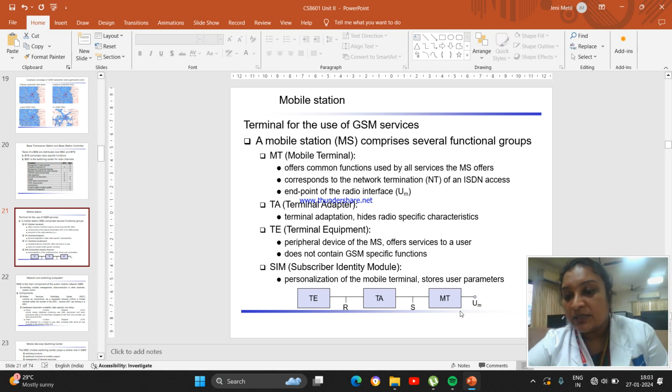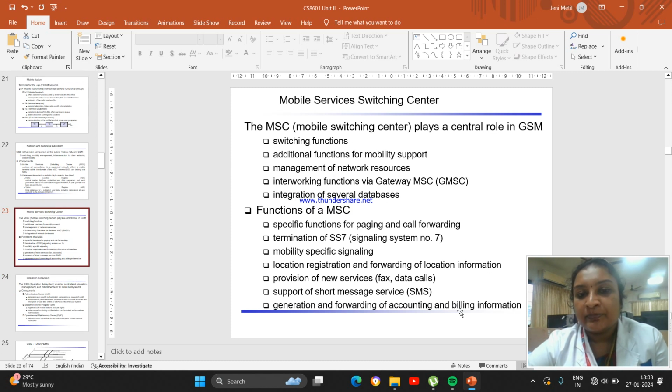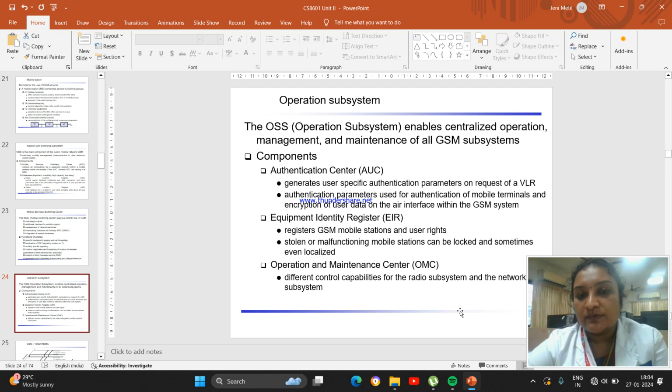In the terminal, we have MT, the mobile terminal, TA, the terminal adapter, TE, the terminal equipment, and the SIM, the subscriber identity module. And we have the NSS. In the NSS, we have the MSC and the databases, which consist of the HLR, a master database. VLR is a local database that consists of substantial user data. The MSC plays a central role in GSM. It performs the switching functions, and we use it for paging, call forwarding, SMS, and new services.